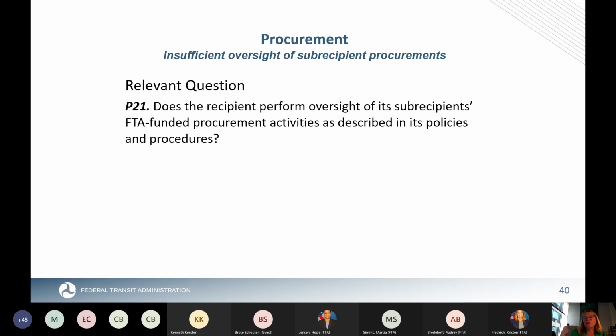Another good way to find out if you had subrecipients in the past is to read one of your last FTA oversight reviews, because in the beginning, under the description of the grantee, they often note whether or not there are subrecipients at that recipient's location. And so a good thing to know is, do you have subrecipients to begin with?